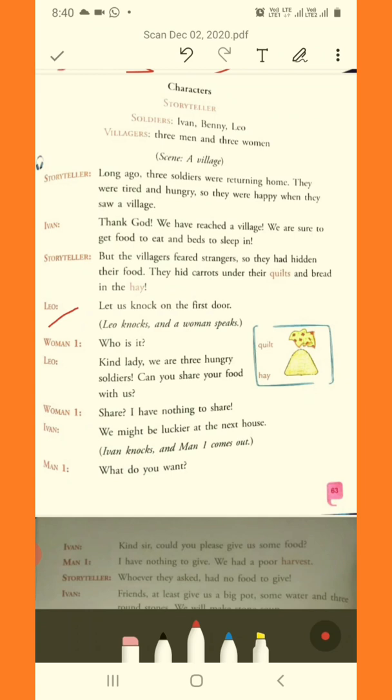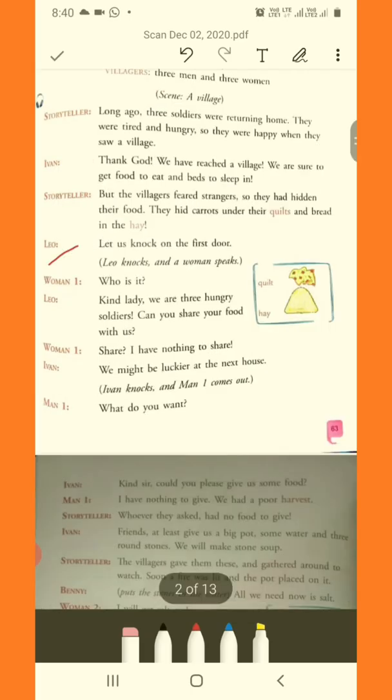Now Ivan speaks. We might be luckier at the next house. So Ivan says, we might be luckier at the next house. Let's go somewhere else. So Ivan knocks. Knock, knock. And then man one comes out.